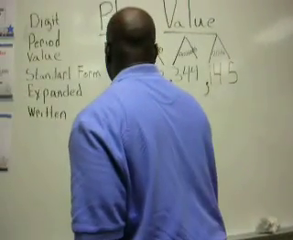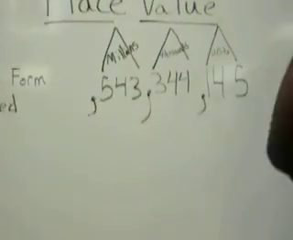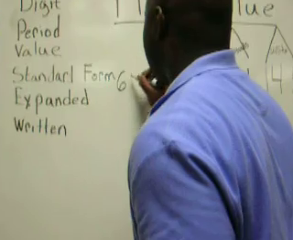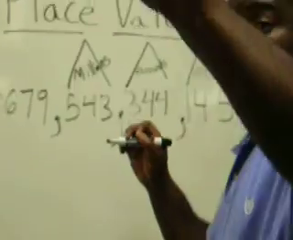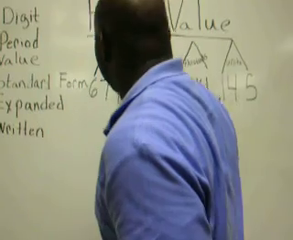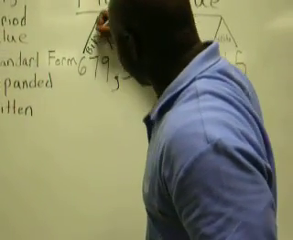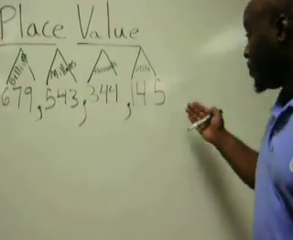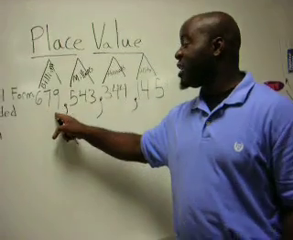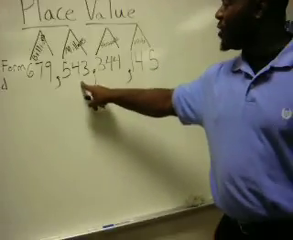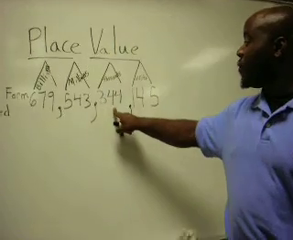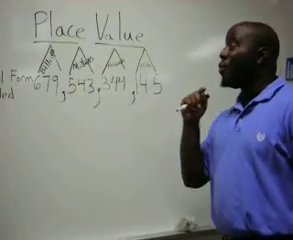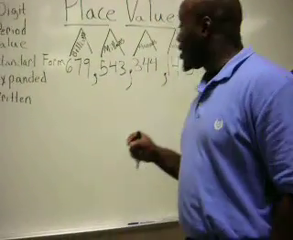And lastly, because in 5th grade we learned all the way up till the 100 billions place, here's our last period that we'll be talking about. This is our billions period. Okay? So, I can read all of these numbers out right now. I have 679,543,344,145.